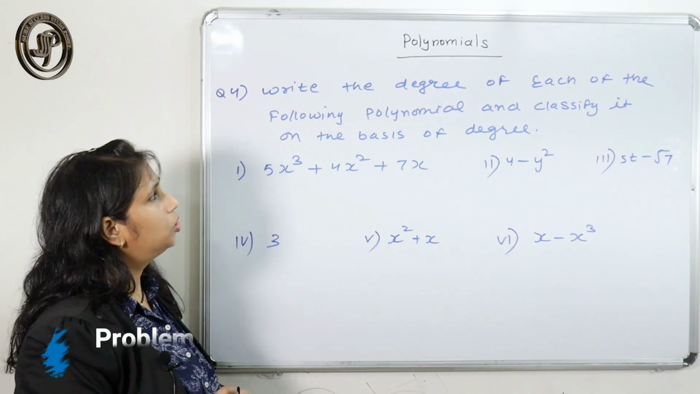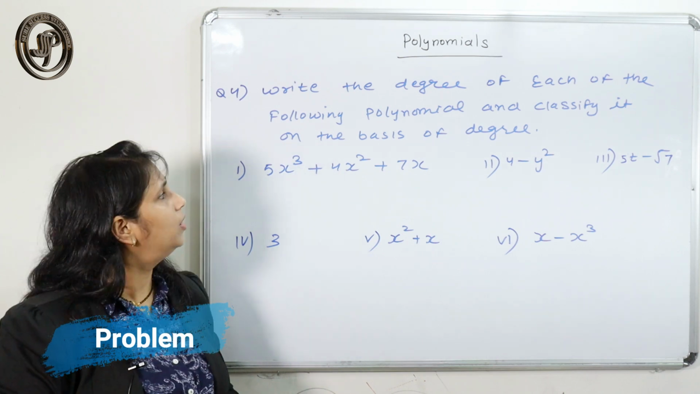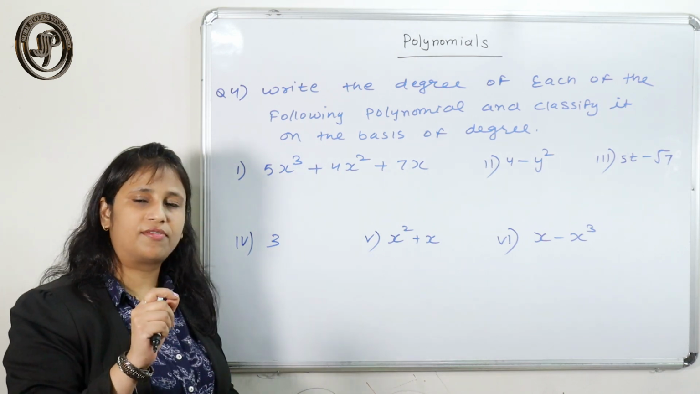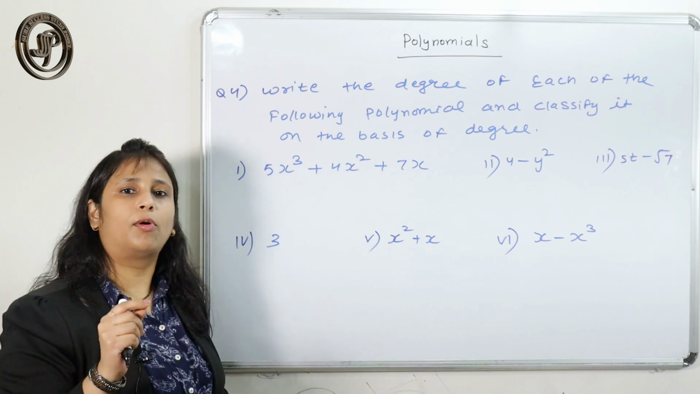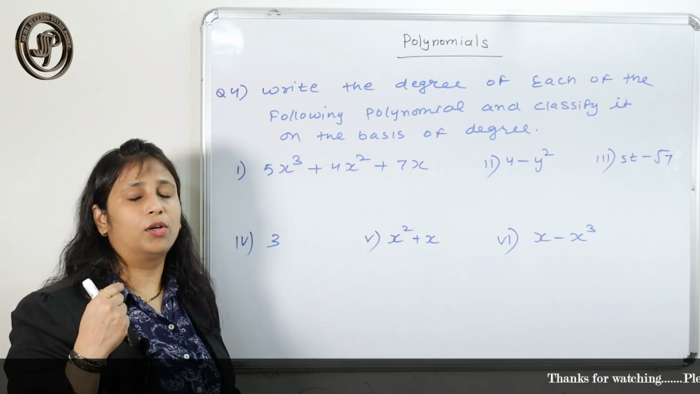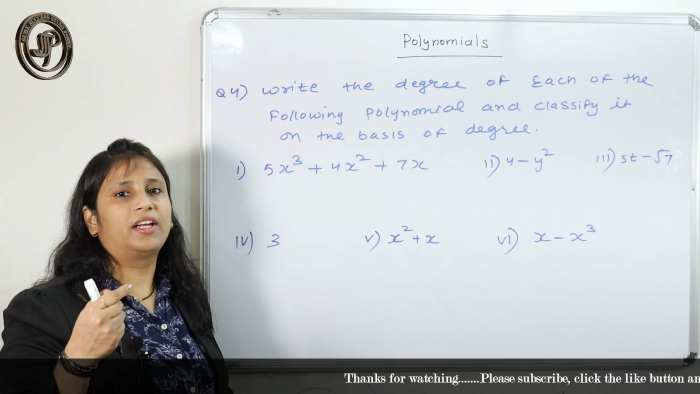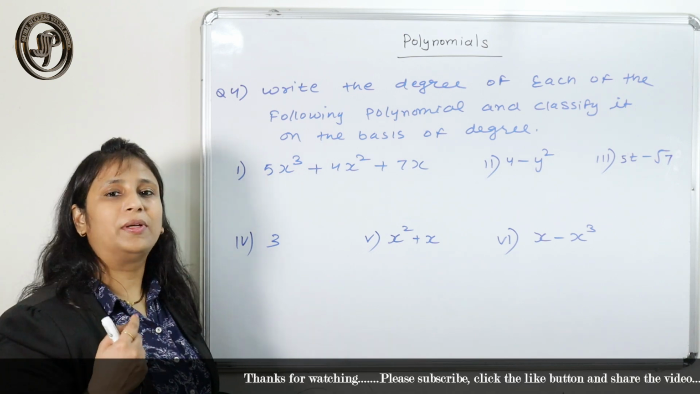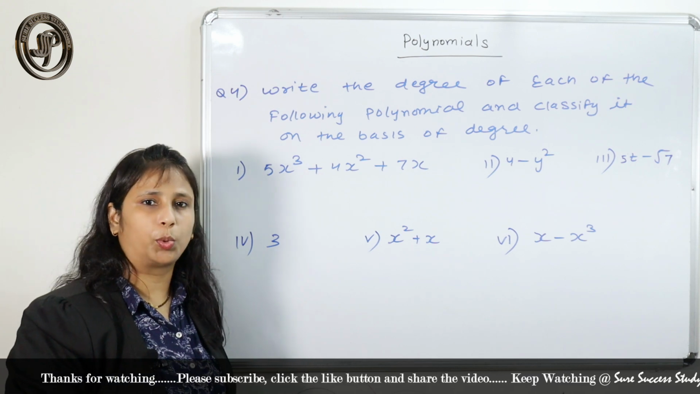So here in this question you have to find the degree of each of the following polynomials and then classify them on the basis of degree. I told you how to classify polynomials: by number of terms, that is monomial, binomial, and by degree, that is linear, quadratic and cubic. So on the basis of degree you just classify the polynomial in this way.